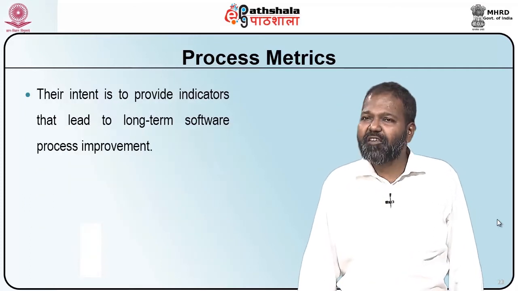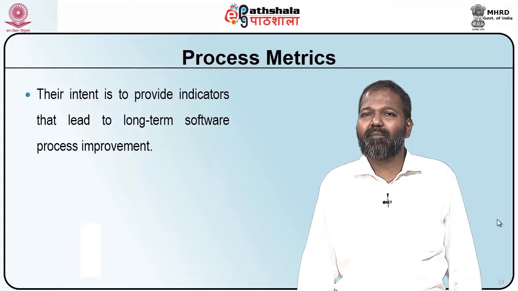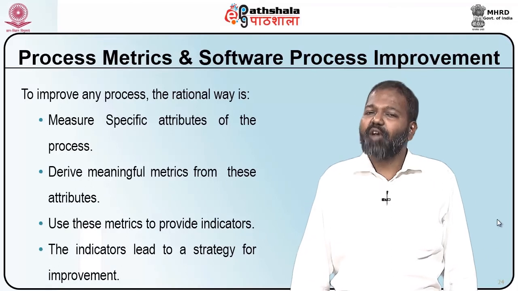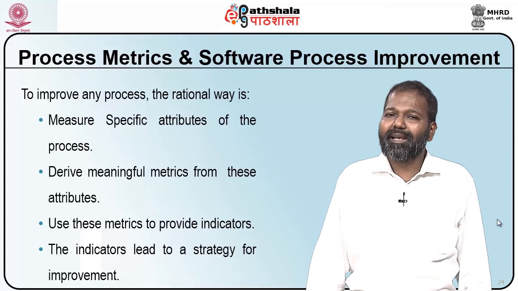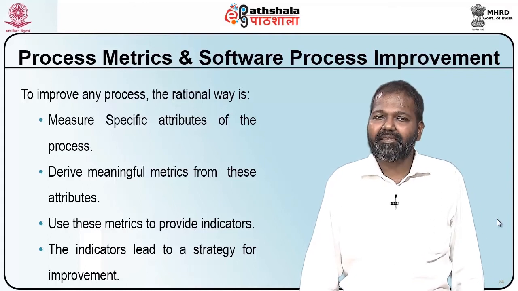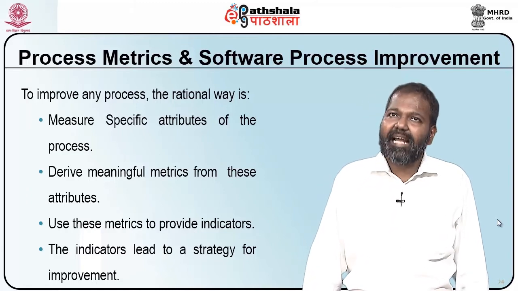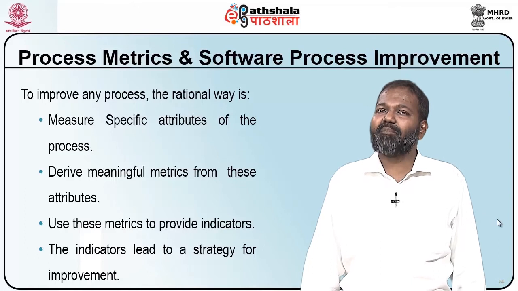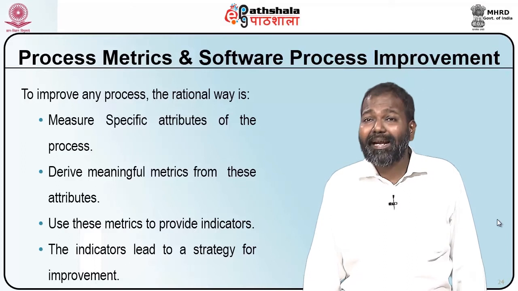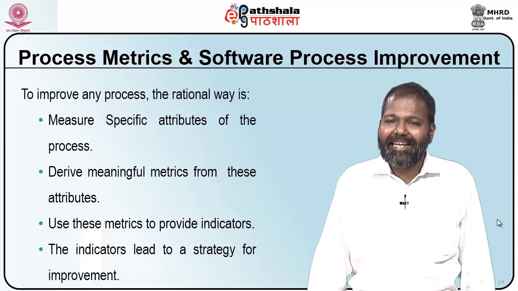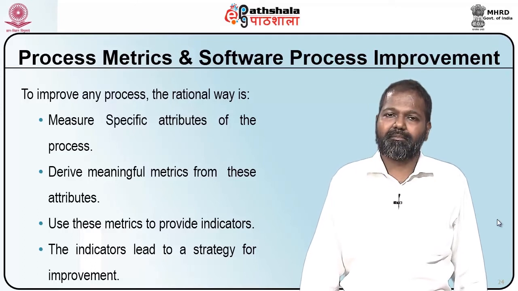The intent of process metrics is to provide indicators that lead to long-term process improvement. Software process metrics and software process improvement: to improve any process, the rational way is to measure specific attributes of the process, derive meaningful metrics from these attributes, and use these metrics to provide indicators. The indicators lead to a strategy for improvement.